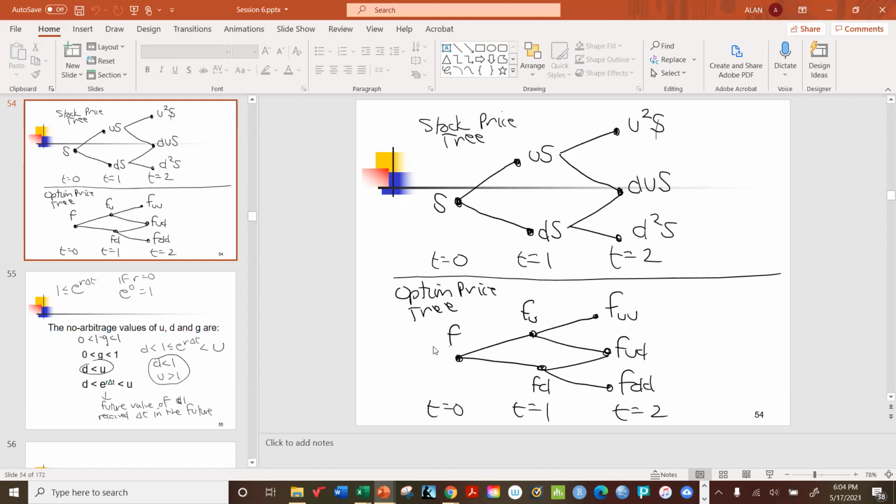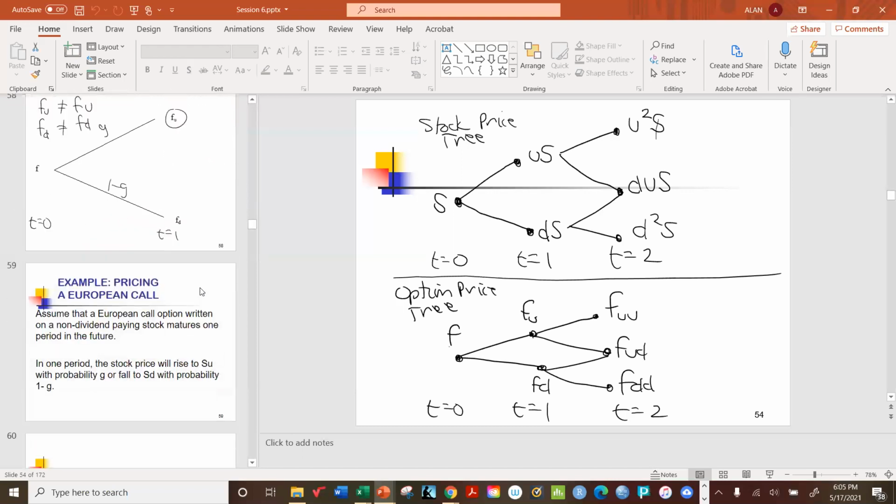The option tree is completely different. These subscripts are not multipliers. These are just there to remind us what node we're at. So, for example, FUU does not mean that its value is F times U times U. It means something very different. In fact, the option prices on the maturity date are all equal to the payoffs based on the stock tree. So I think I have another diagram that shows that.